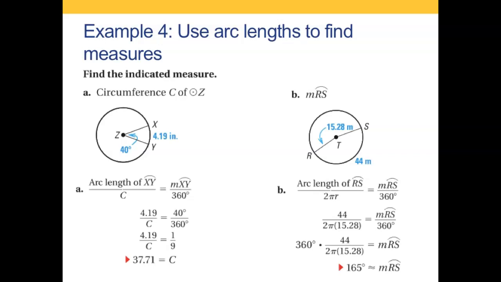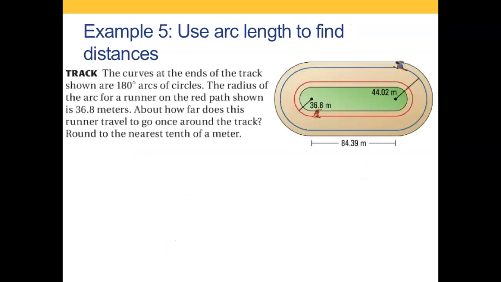All right, here's our last example for today. The curves at the ends of the track shown are 180-degree arcs of circles. The radius of the arc for a runner on the red path shown is 36.8 meters. About how far does this runner travel to go once around the track? Round to the nearest tenth of a meter.